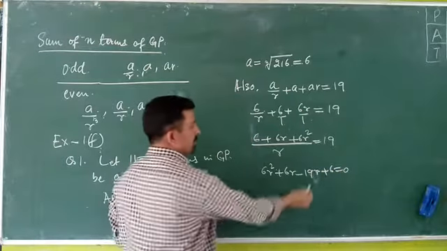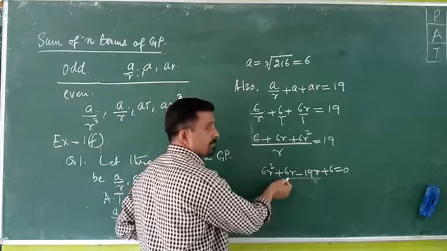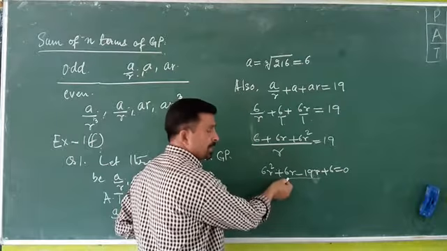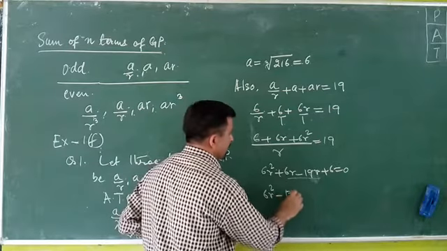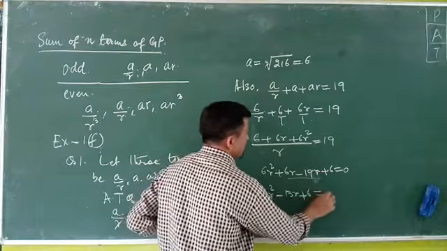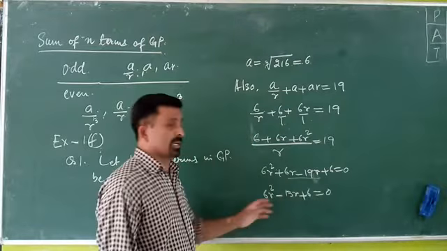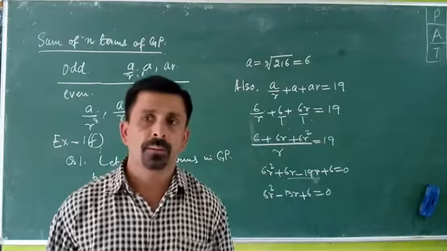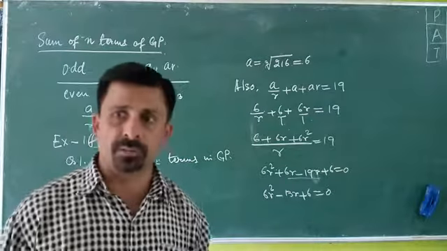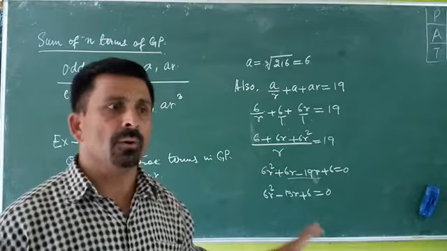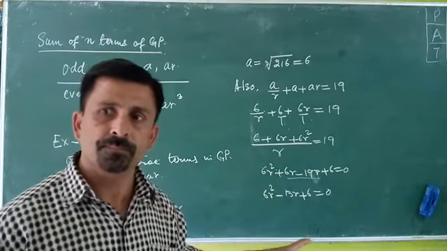After writing this, you can see these are like terms. Can they be simplified together? Yes, sir. So we will get 6R squared minus 13R plus 6 is equal to 0. What kind of equation is this now? Quadratic equation. Now in this quadratic equation, we need to factorize. So what method are you going to apply for this?